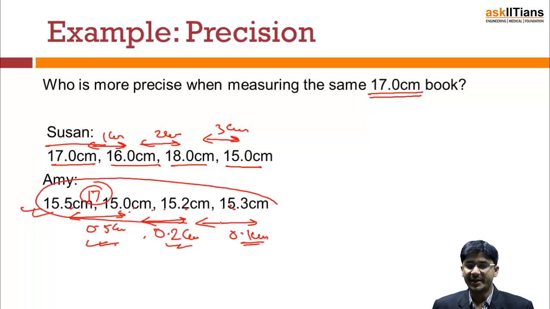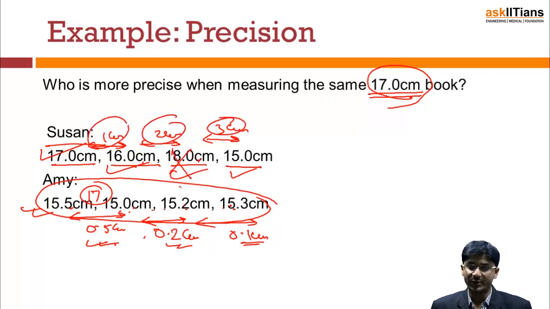The measurements made by Amy are more precise than Susan's, because Susan is measuring values close to 17 centimeter, but at one time it's 17, other time it's 16, then it's 18, then it's 15. So there is a very large variation between the measurements, 1, 2, 3. So this is not precise. Well, this is more accurate then.